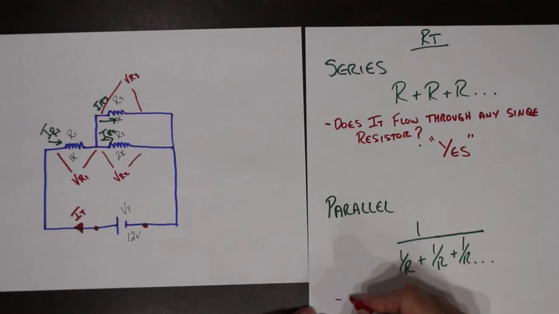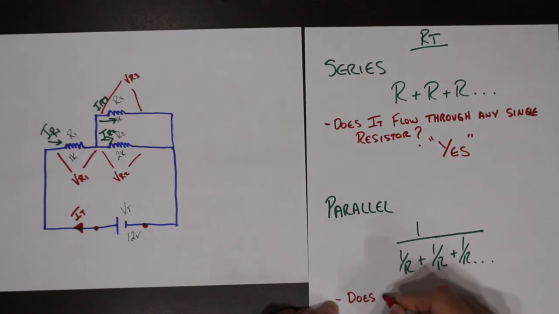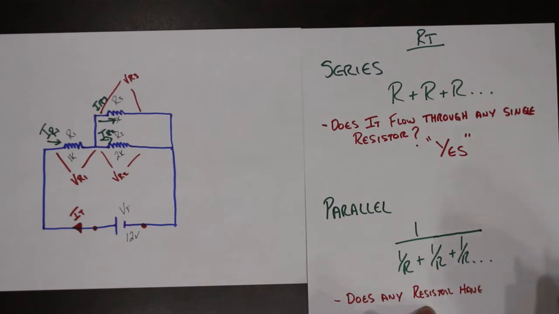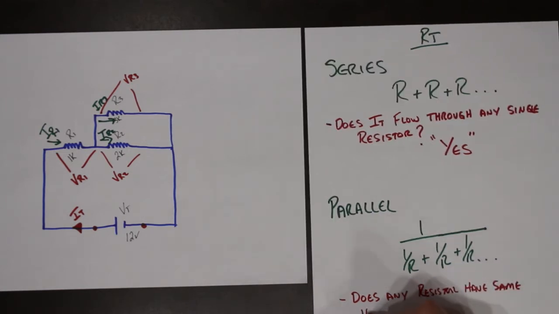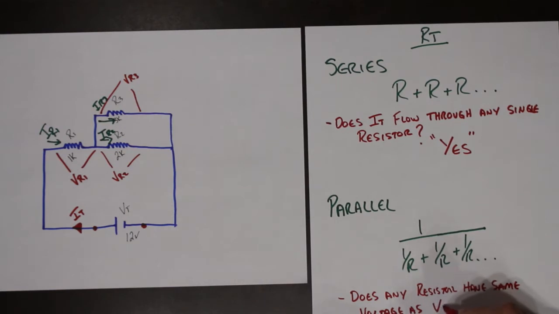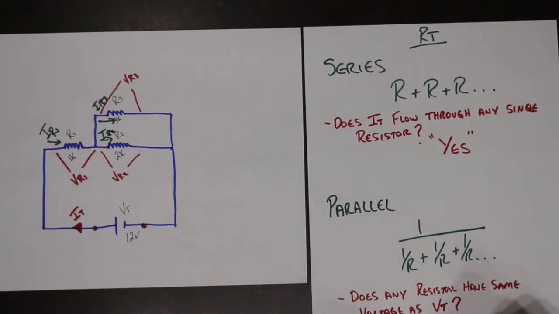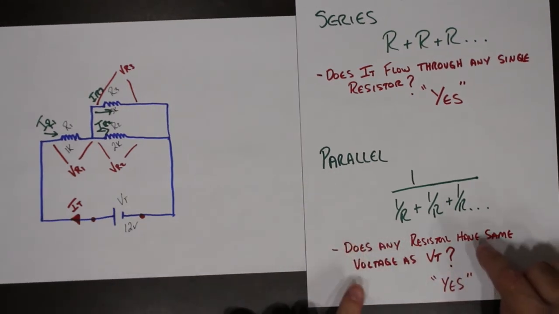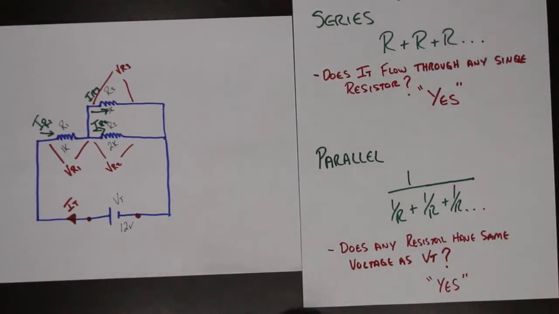Down here, does any resistor have the same voltage as the source? So as V total. If you can answer yes to that question, then your circuit will finally simplify down to parallel. Now again, these two little things to look for are not the perfect solution for every single circuit, but they do work. It's a first step.